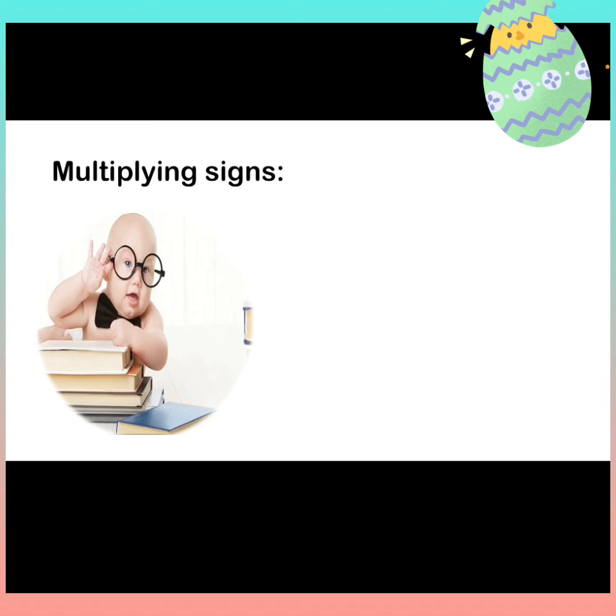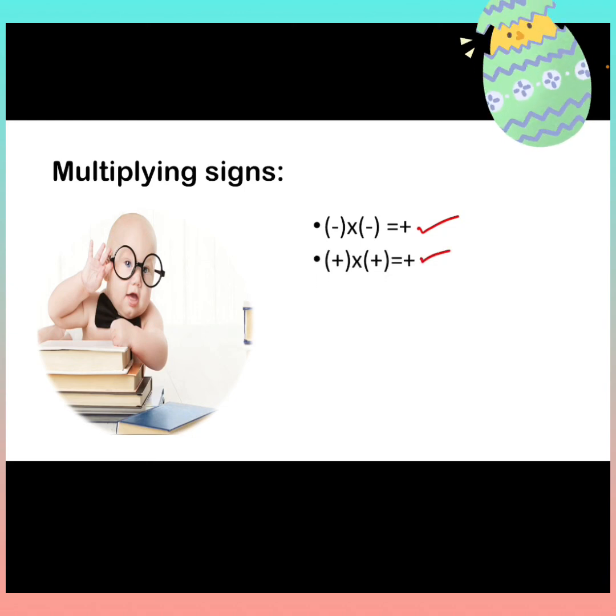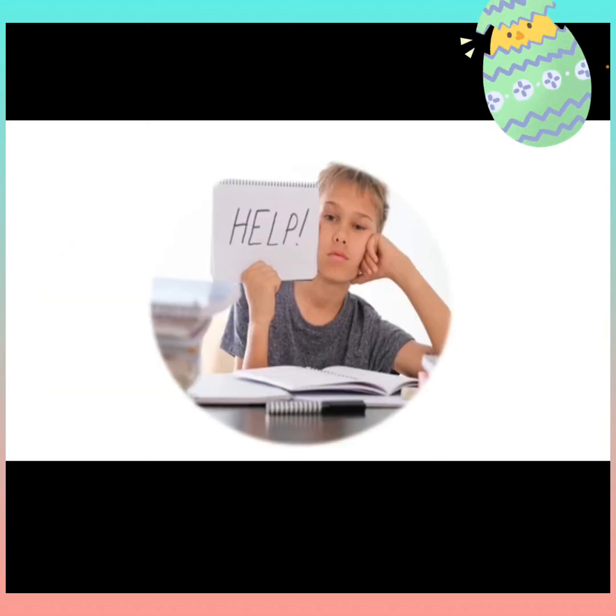Lastly, keep this in your mind, the multiplying signs. Negative times negative is going to give you positive. Positive times positive is going to give you positive. Negative times positive is negative. This is very important for you, so remember it.